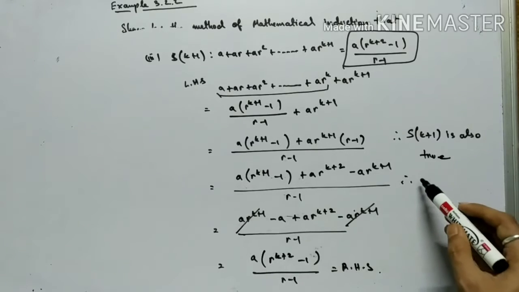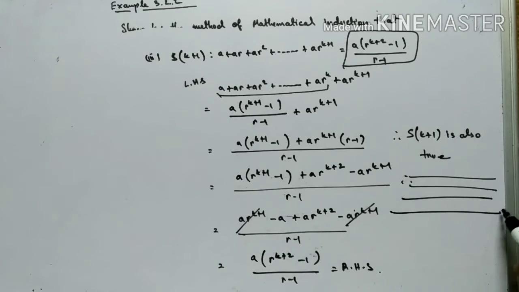So the last line I can write: therefore, by the method of induction, Sn is true for all n belongs to N. Understand?